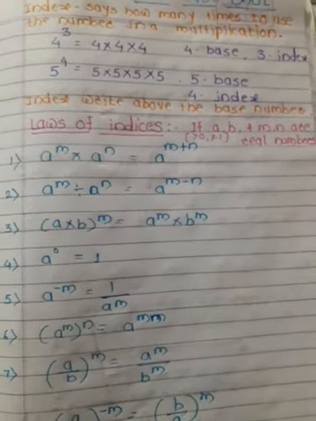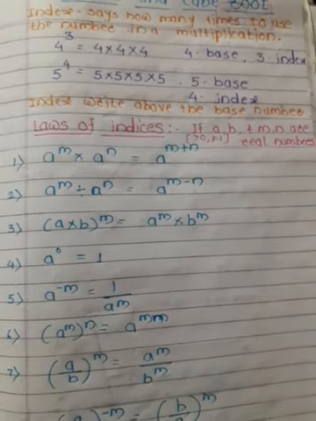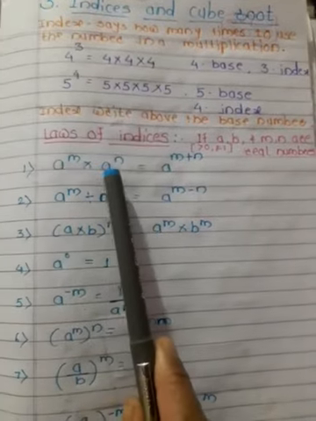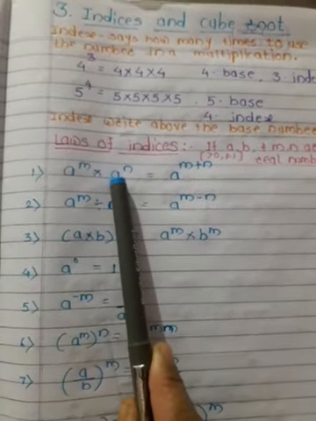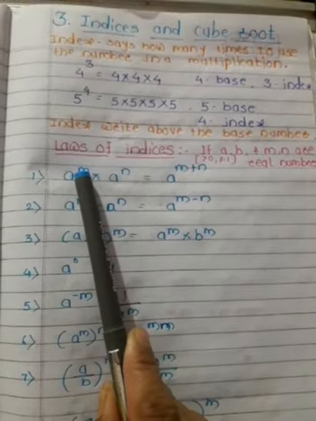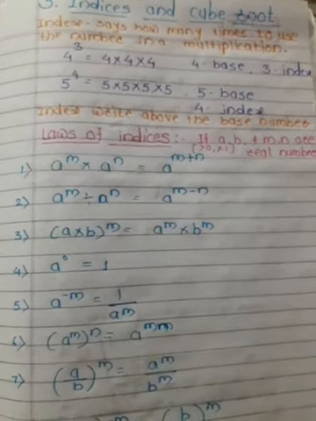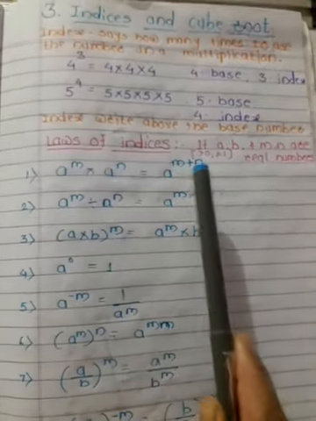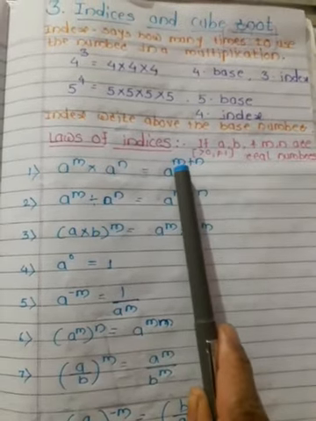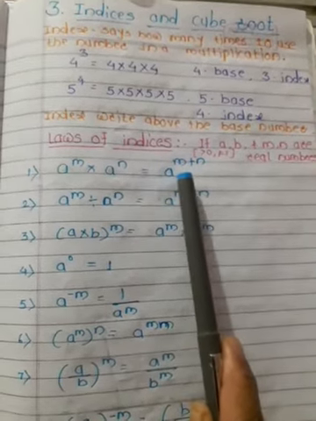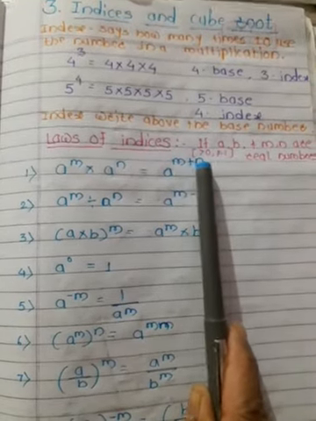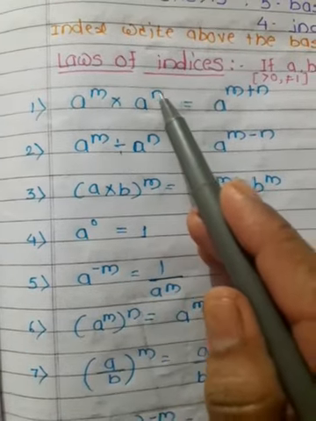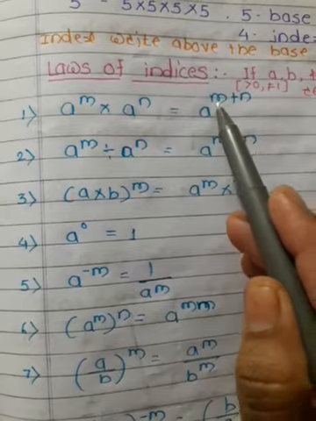Okay. Now the first law we will see: if two terms have the same base, here the base is A, here also the base is A, and the indices are different, that is M and N. When multiplication occurs with the same base, we should add the indices. How? A raised to M into A raised to N is equal to A raised to M plus N.